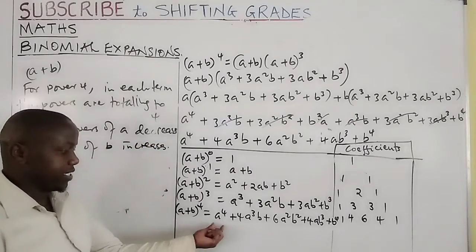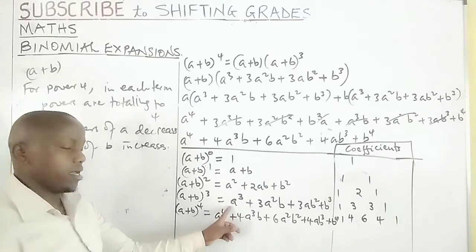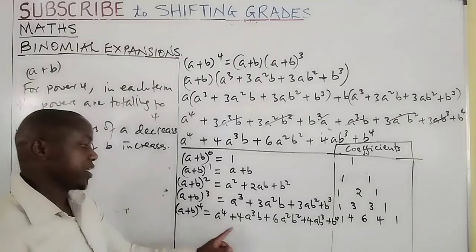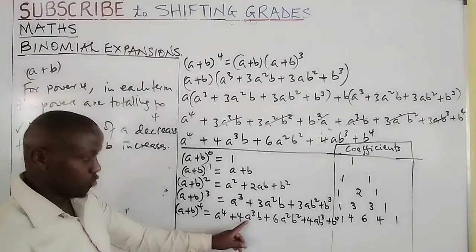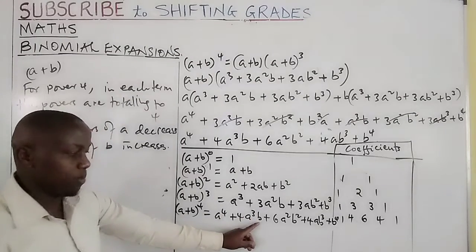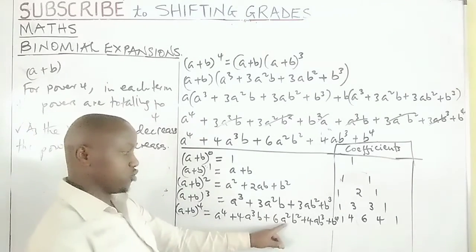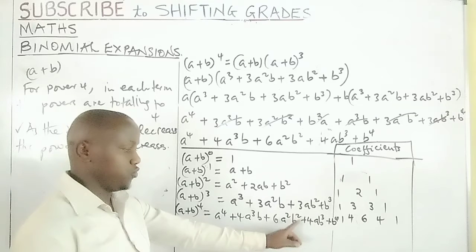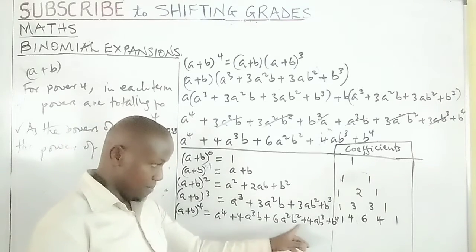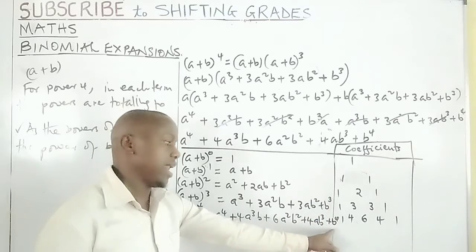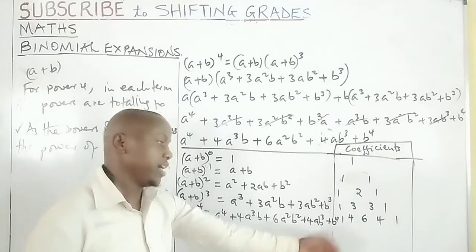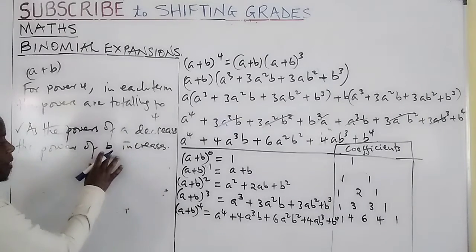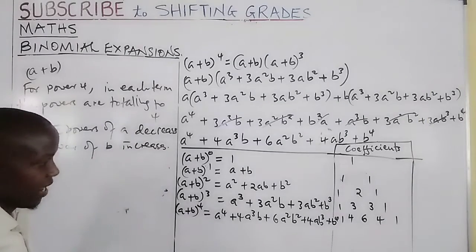Therefore, you realize we start when a is to power 4, but b here is to power 0 because it's not there. In the second term, a has gone to power 3, but b has raised to power 1. A has gone down again to power 2, b is still increasing. It was 1, now 2. A goes to 1, b was 2, it goes to 3. Then lastly, a goes to 0 as b raises to 4. Therefore, as the powers of a descend, the powers of b are ascending.